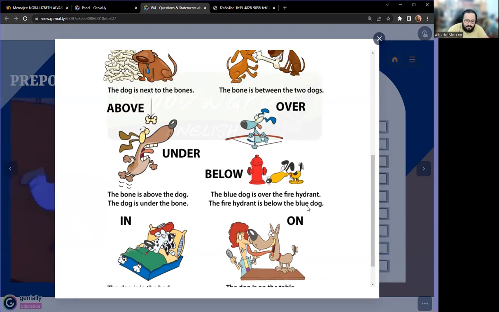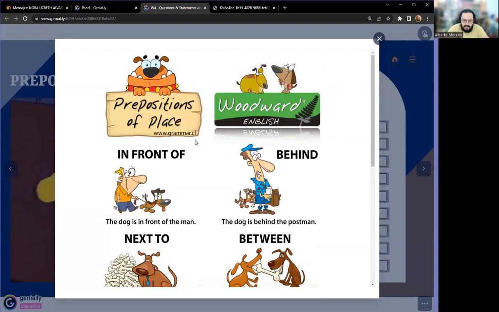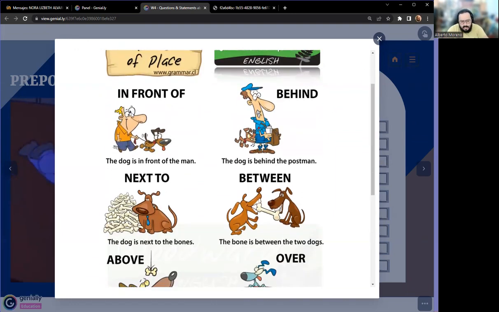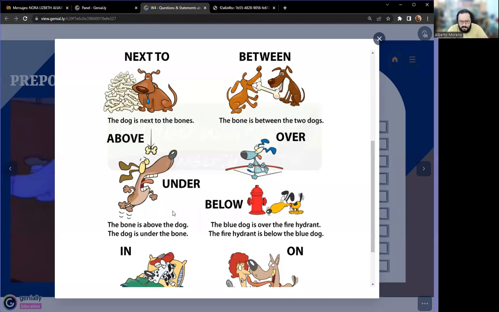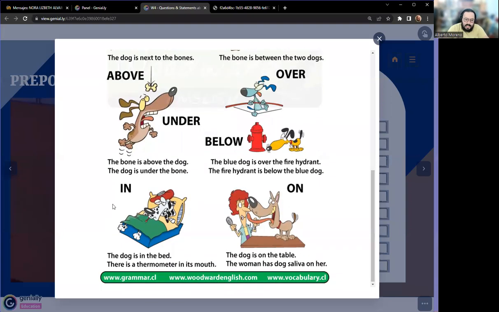Okay. Bueno, estas son las preposiciones de lugar que vamos a ver. In front, enfrente, behind, atrás, next to, al lado, between, en medio, above, arriba, under, abajo, over, sobre, below, por debajo, in, en, dentro de, y on, sobre. O sea, es en, pero para referirnos a sobre de, en la superficie. In, en, dentro de algo, on, en, sobre la superficie de algo.